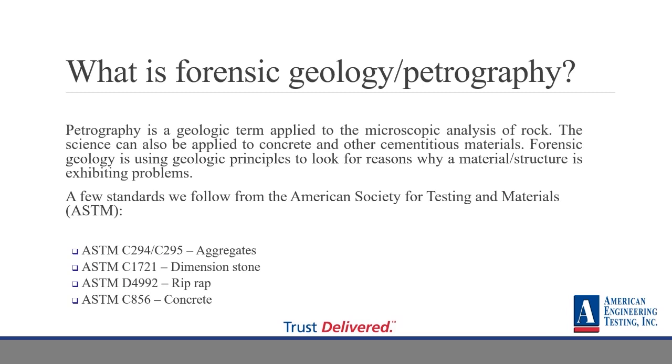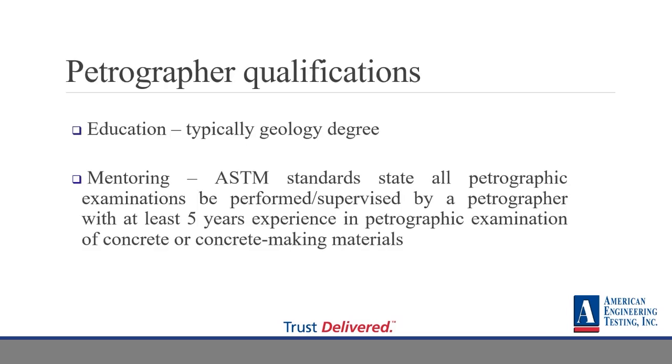So some of the ones I'm going to be going through though is ASTM C294, which is the descriptive nomenclature for constituents of concrete aggregates, and C295, which is the standard that we follow for petrographic analysis. A couple other ones are ASTM C1721, and that's petrography for dimension stone. ASTM D4992 is petrography for riprap or erosion control materials, and then ASTM C856, which is petrography of concrete.